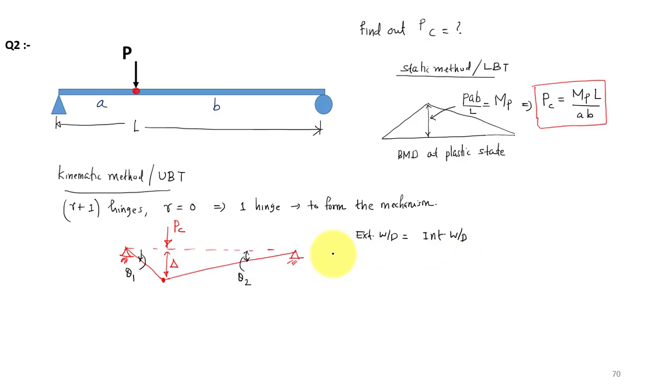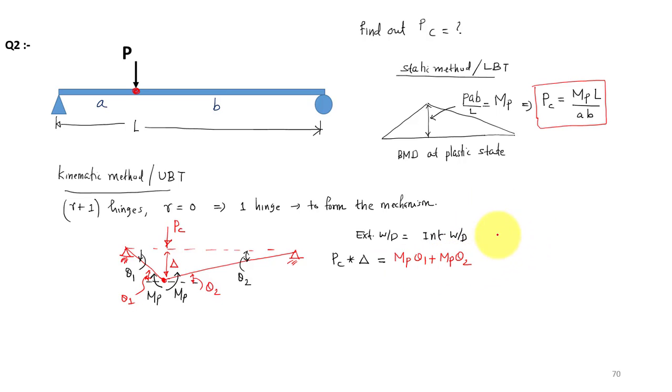What is the external work done? That is your Pc multiplied with delta. And for the internal work done, this is the plastic hinge, so we have your Mp. This angle will be theta 1, this is also theta 1, and this one will be theta 2. So your internal work done will be Mp theta 1 plus Mp theta 2.